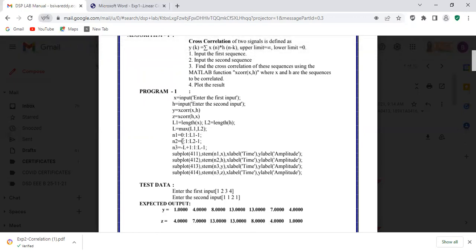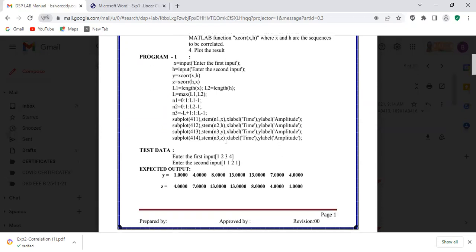Similarly, n1 has initial value 0, final value L1 minus 1, increment 1. Now n2 is 0, final value L2 minus 1, increment 1. n3 has initial value minus L plus 1, final value L minus 1, increment 1. Then subplots for n1, n2, n3, with x, h, y, z. So x is the input, h is also an input, y is the cross correlation between x and h, z is the cross correlation between h and x.